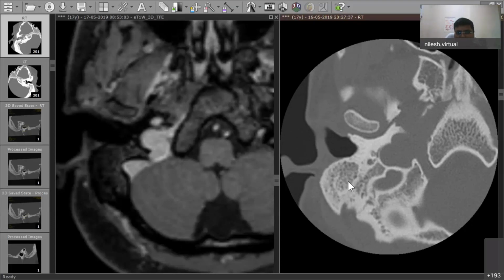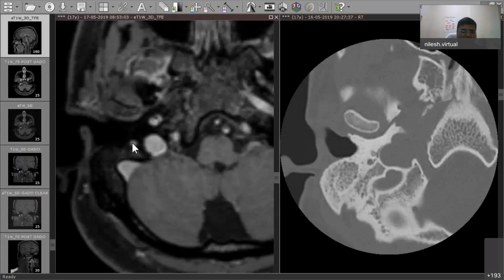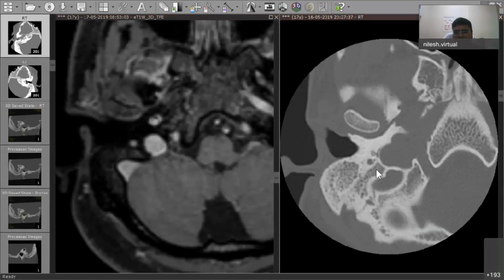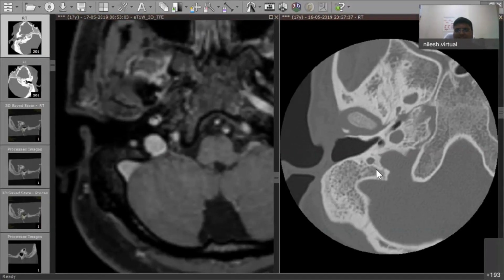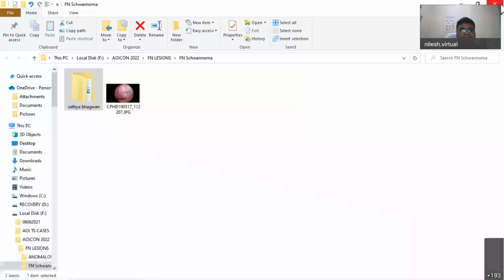So this is the distal vertical segment which is not taking up contrast, which means it is normal. Once you come up, you are seeing an intensely enhancing lesion in the vertical segment. Same thing, you come up, you are seeing dilation in the vertical segment of the facial nerve. So like this, you can correlate your CT scan with MRI, and surely it has to be facial nerve schwannoma only, because it is highly intense on T1 with gadolinium contrast.